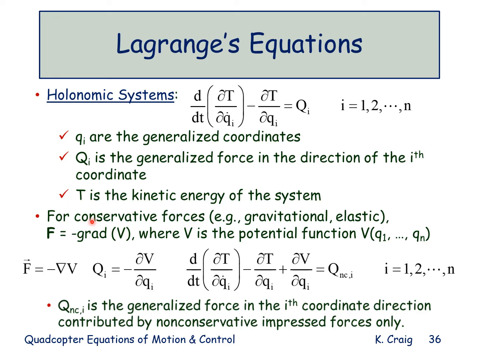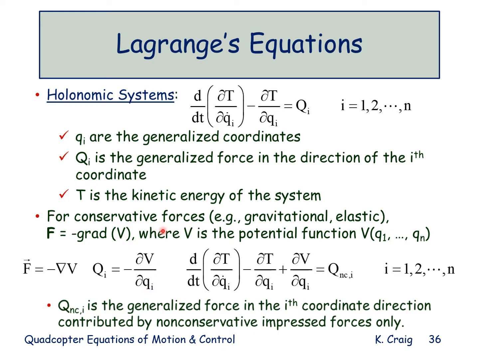For conservative forces, for example, gravitational and elastic, the force F equals minus the gradient of the scalar function V, where V is the potential function, that is a function of the generalized coordinates. So the force F equals minus the gradient of the potential function V. In that case, the generalized force in the direction of the ith coordinate is minus the partial derivative of the potential function V with respect to the generalized coordinate q sub i.